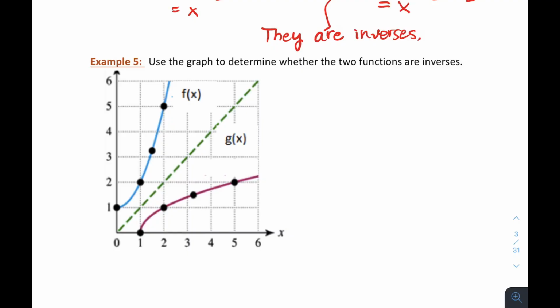If we take a look at a couple of graphs and want to know if f of x and g of x are inverses, you could consider some of the coordinates of your points. So you have (2, 5) and (5, 2). You have (1, 2) and (2, 1), and you have (1, 0) and (0, 1).